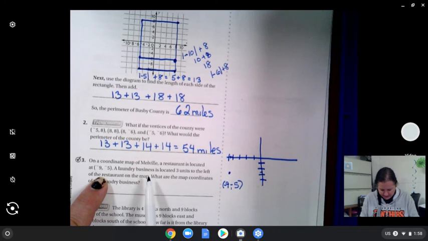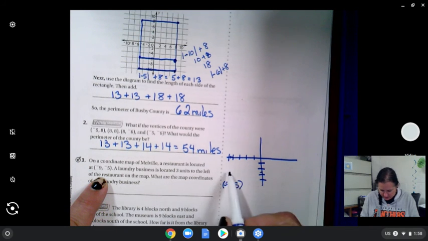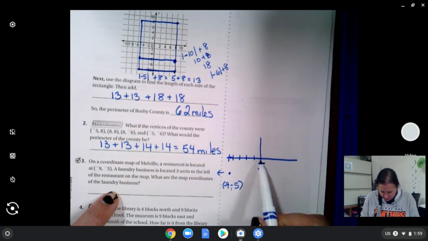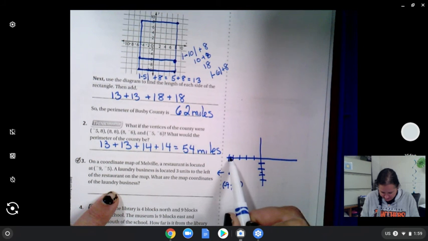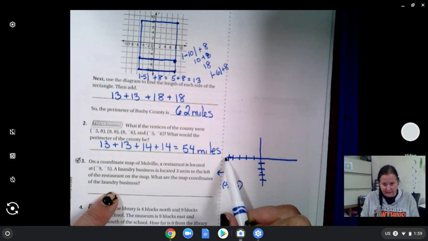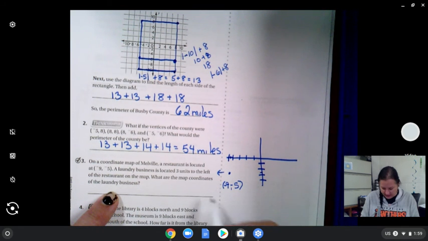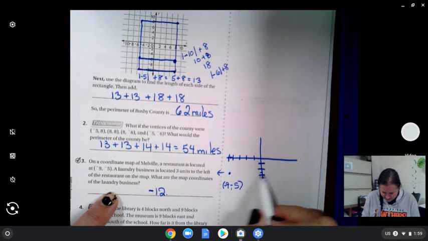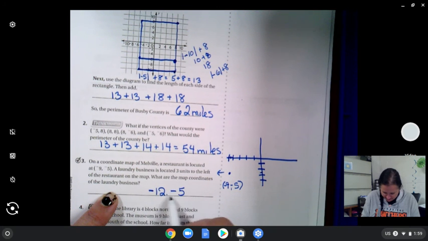A laundry business is located 3 units to the left of the restaurant. So this is to the right, this is to the left on the map. What are the coordinates of the laundry business? So this first one is our x. This is our -9, and we want to go over 3 more spots. So one spot would be a -10, 2 spots would be a -11, 3 spots would be a -12. So it would be at a -12, and then we'd still have it on that same line, so it still would be at our -5.